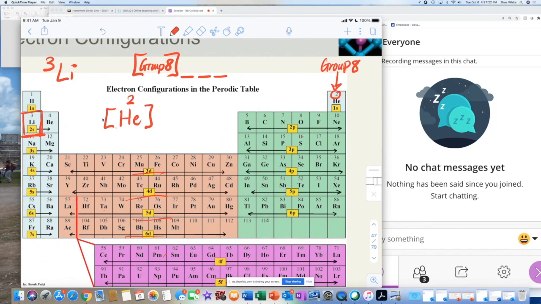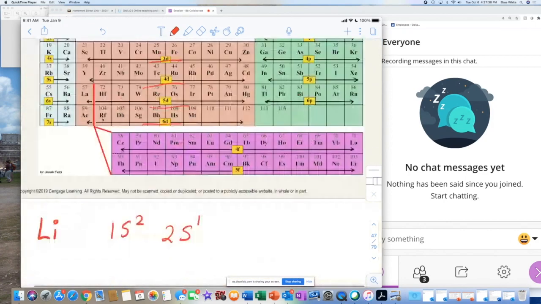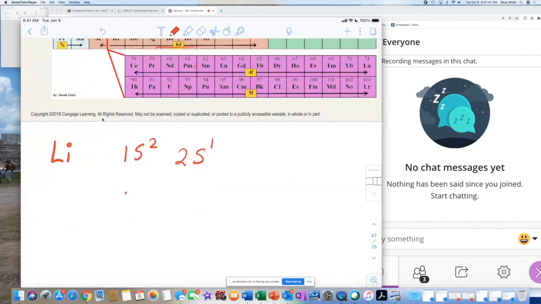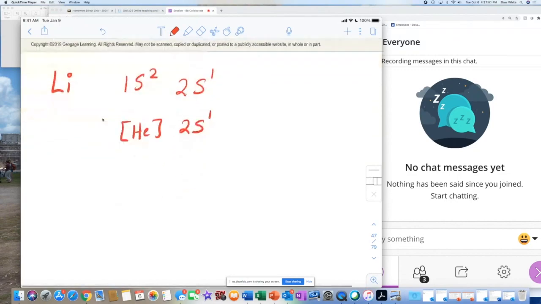Then you fill in the missing configurations until you get to the element. After helium, I have one more electron to place, so I place it here. It's going to be this level, where lithium is 2s1. This is the shorthand configuration of lithium, so I'm going to write it right here. Oops, I forgot the helium. Helium 2s1.